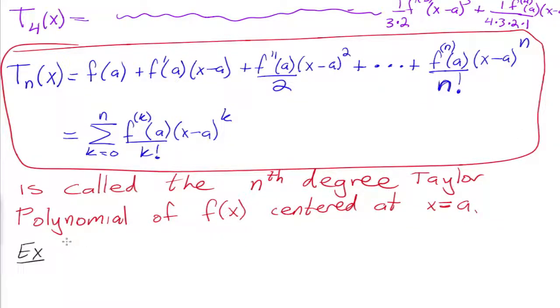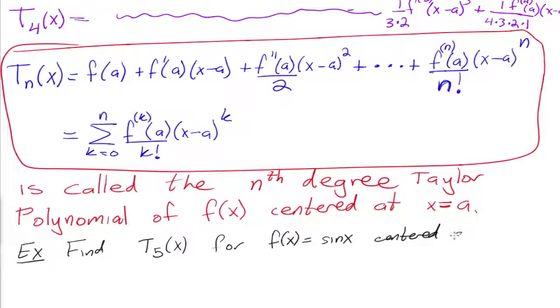So let's say we want to find, how about t5 of x, and we'll just do a simple function. We'll do sine of x centered at x equals 0.